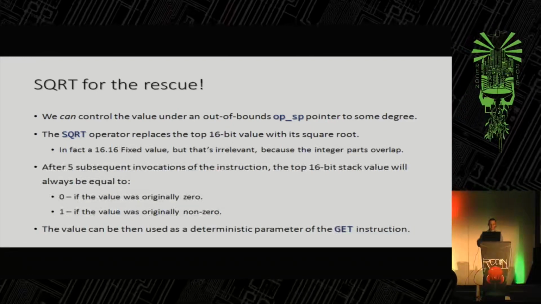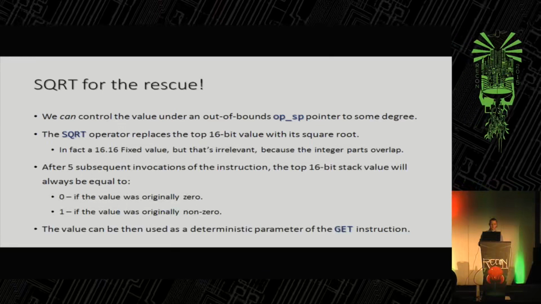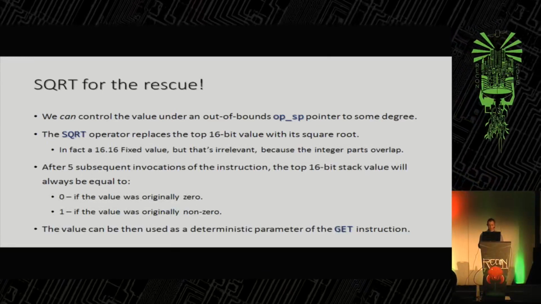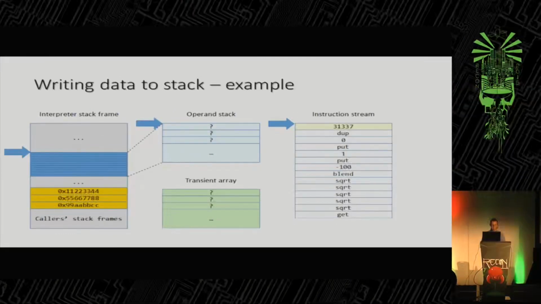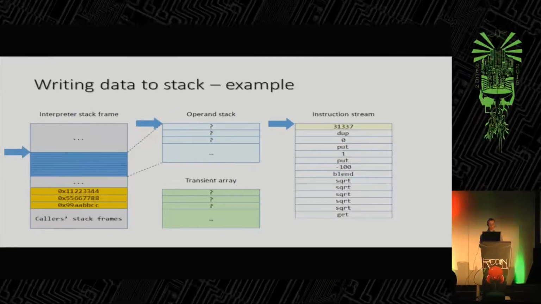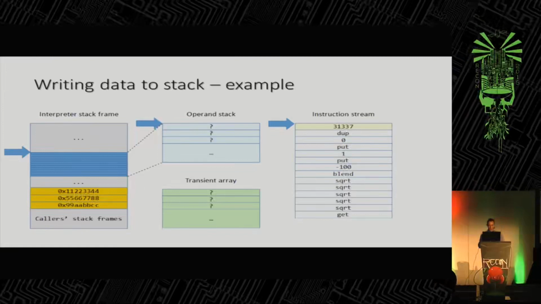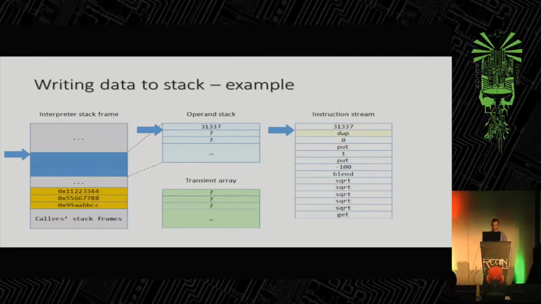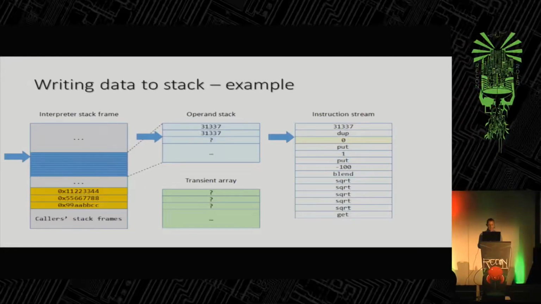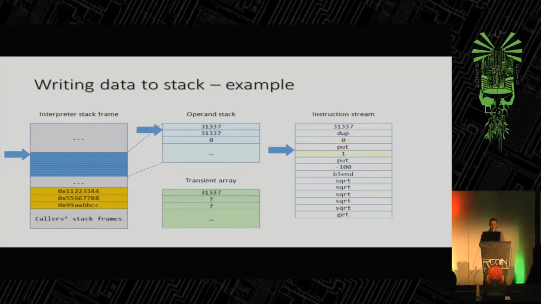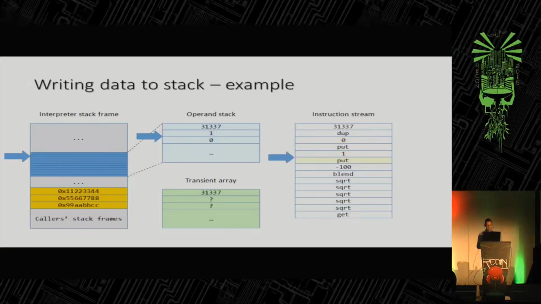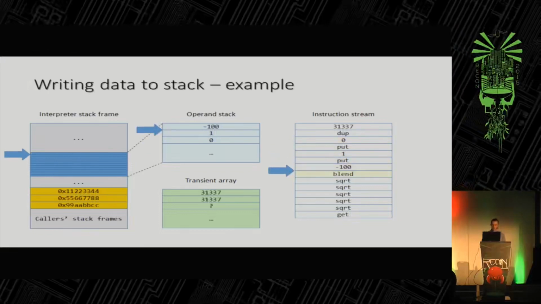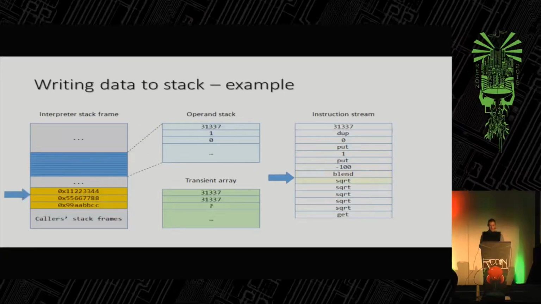And then if we perform these operations and we use the get operation, the operand for the get operation will either be 0 or 1. So let's see an example of how we could write some data to the stack. Let's say we want to put the value 31337. We first put it on the operand stack, duplicate it, then put it into the transient array indexes 0 and 1 using the put operations. Then we shift the operand stack pointer using the blend bug. So we put a minus 100 and then blend.